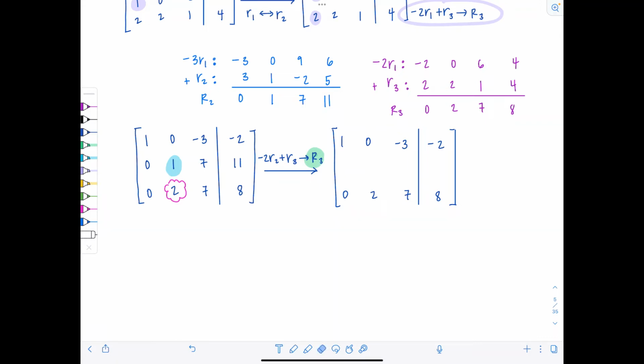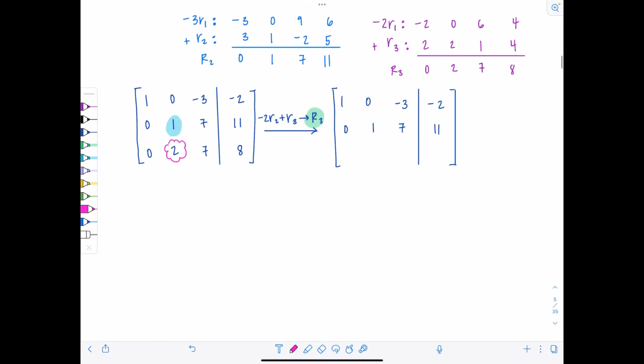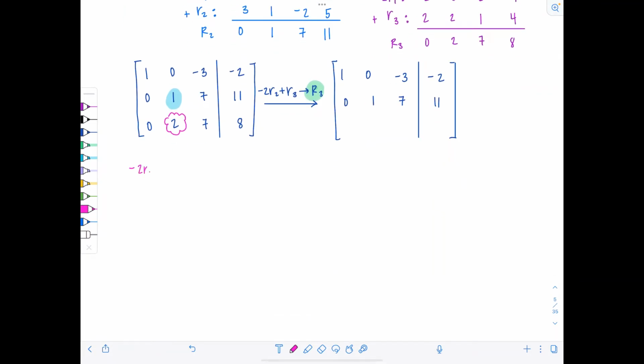All right. Oh, it's the new row 3. Why did I write row 3? See, I'm getting distracted. Shame on me. So this is 0, 1, 7, 11. Okay, shall we do scratch work one more time? Do you need it? -2 times row 2. So it would be 0, -2, -14, -22, plus row 3, 0, 2, 7, 8. That's going to be my new row 3.